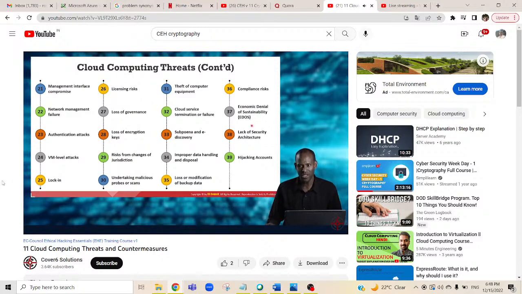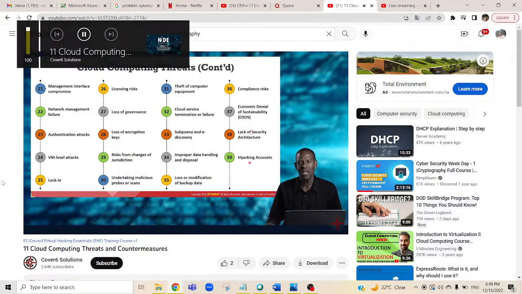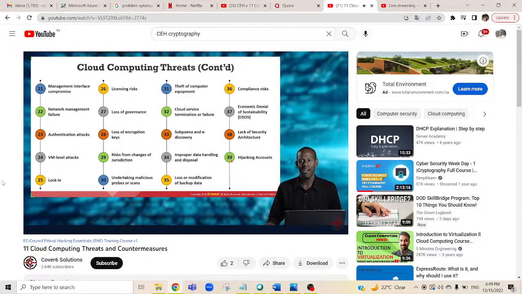The security architecture can be messed up. You can have accounts hijacked. So there are lots of threats, and those are number 39. And every time I see this list, it grows. And so there's going to be more. So you have to be careful and methodical when planning what you're going to do in the cloud.